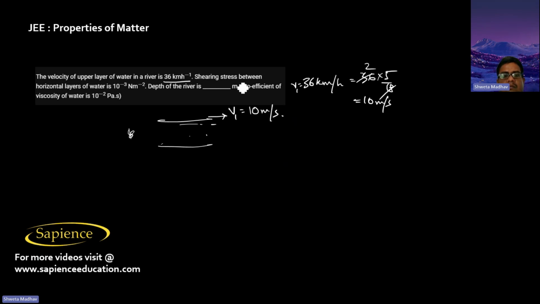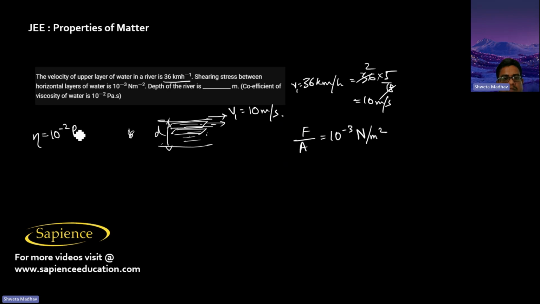The shearing stress, which means F by A, between horizontal layers of water is 10 power minus 3 Newton per meter square. It's the force per unit area of the surface area of the layers. Then the depth of the river is what we have to find, that is D. The coefficient of viscosity eta of the water is 10 power minus 2 Pascal second, or I can say 10 power minus 2 Newton second per meter square.